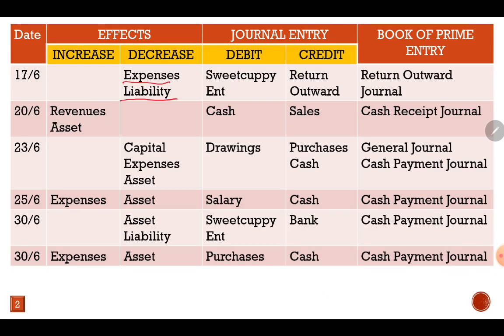Okay, decrease in expenses. Kita tak record credit purchases. Kita record sama juga macam sales tadi. Kita record return outward. Sebab dalam statement of profit or loss, net purchases kita dapat daripada purchases less return outward. So, kita kena record return outward. We want to know how much return outward during the period. Okay. So, liability will decrease. Hutang berkurang sebab kita pulang balik barang.